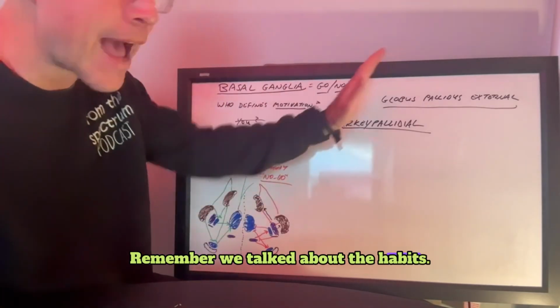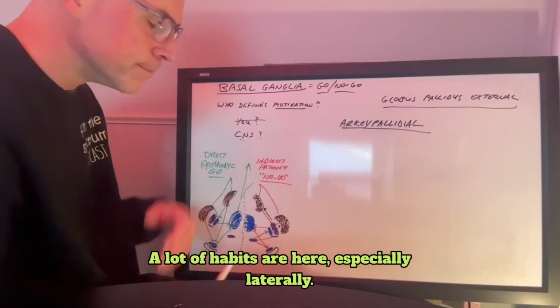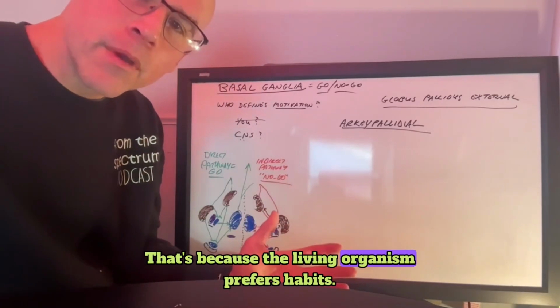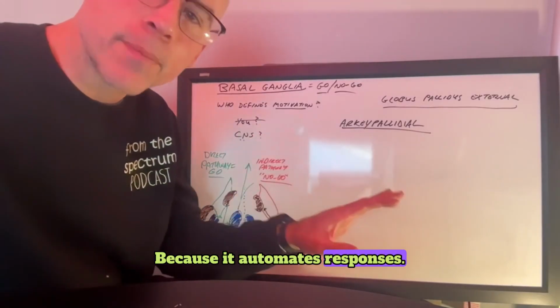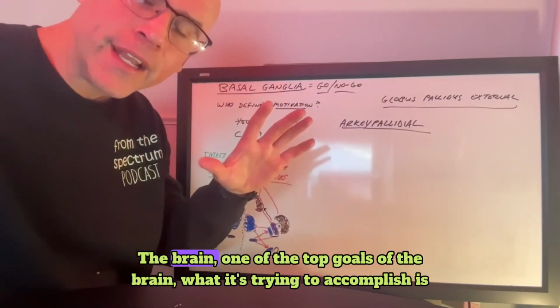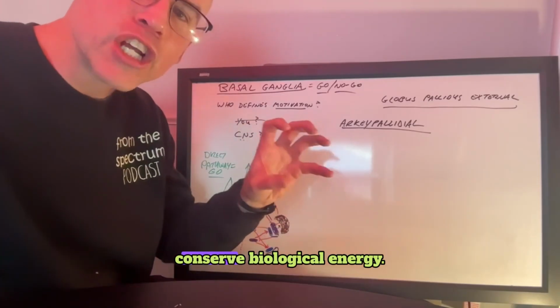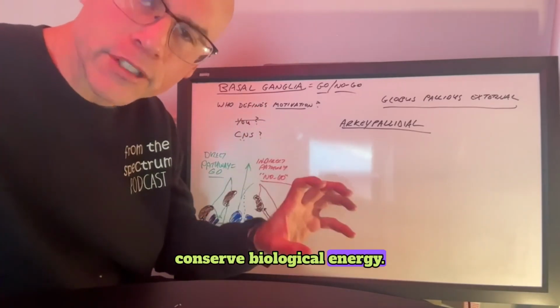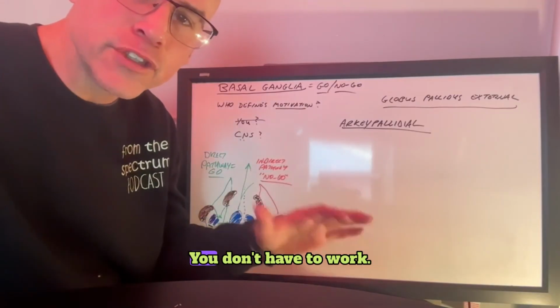Remember, we talked about the habits. A lot of habits are here, especially laterally. That's because the living organism prefers habits. Why? Because it automates responses. We don't have to think about things, and it conserves energy. One of the top goals of the brain, what it's trying to accomplish, is to conserve biological energy. And whenever things are just habit, you don't have to think about things. You don't have to work.